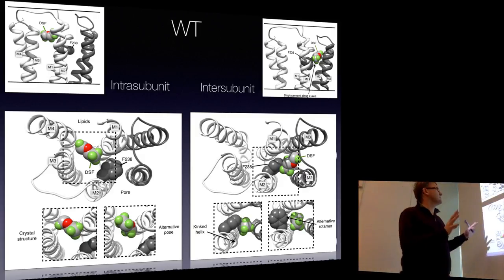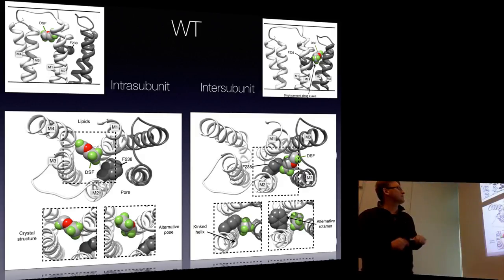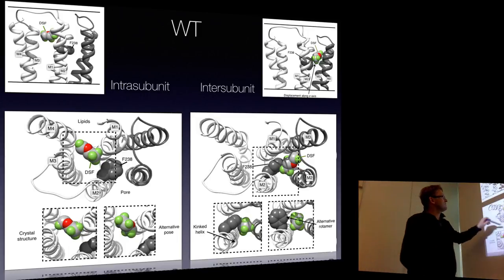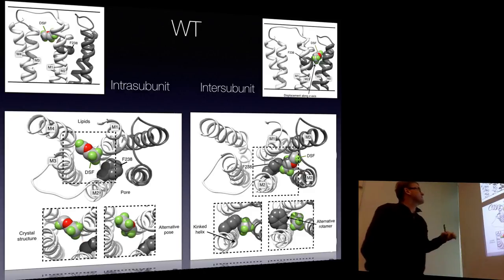So this is the wild type protein. I'm not going to show the entire protein here. But this white here is one subunit and gray is the next subunit. So in this case we had a structure. So here we started out not by doing simulations but doing docking. So we took all the compounds we wanted to test, and in particular we also took a bunch of experimental compounds.